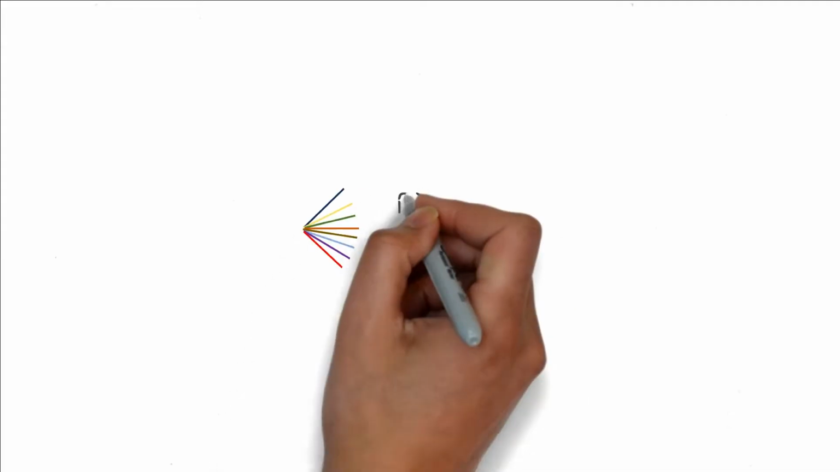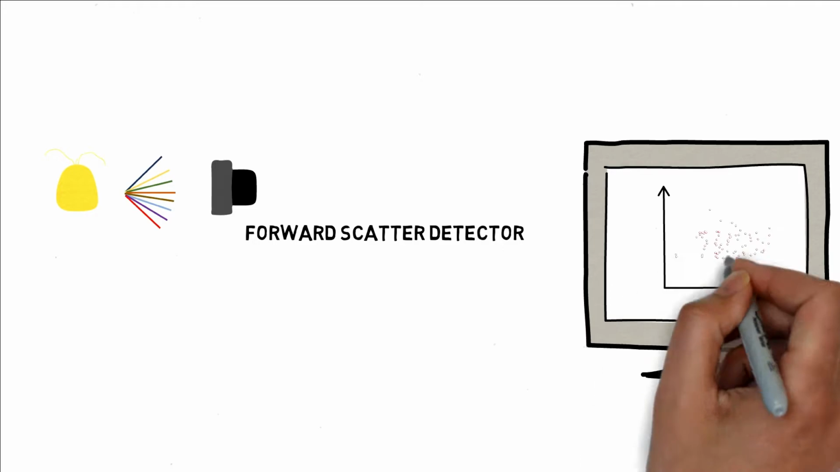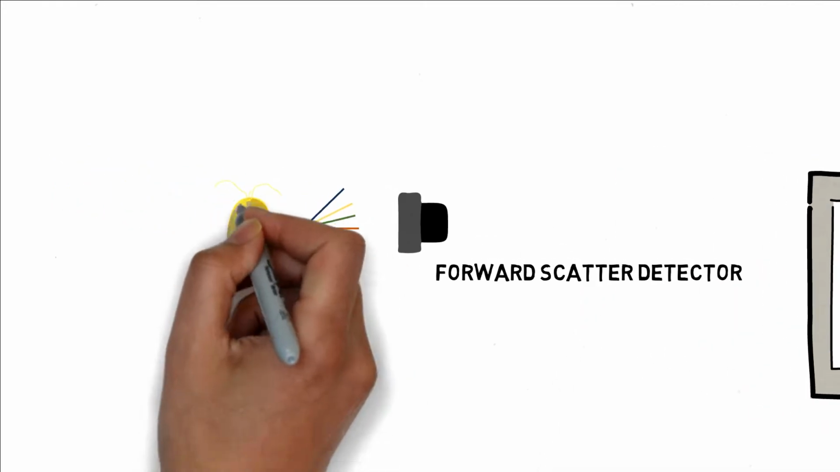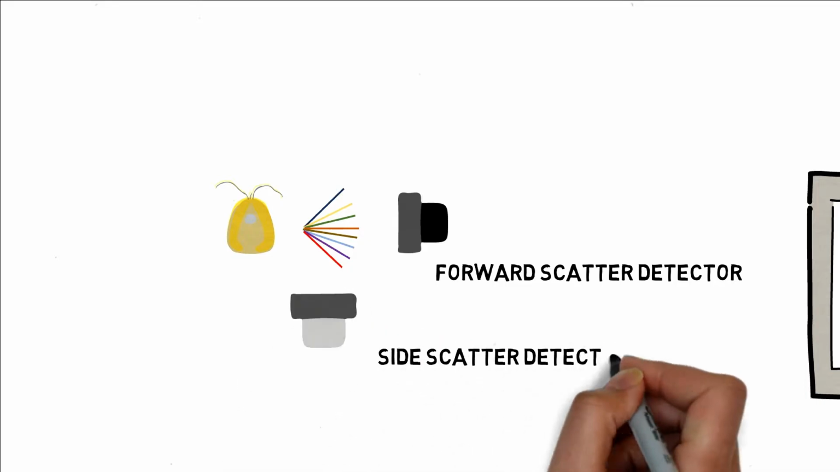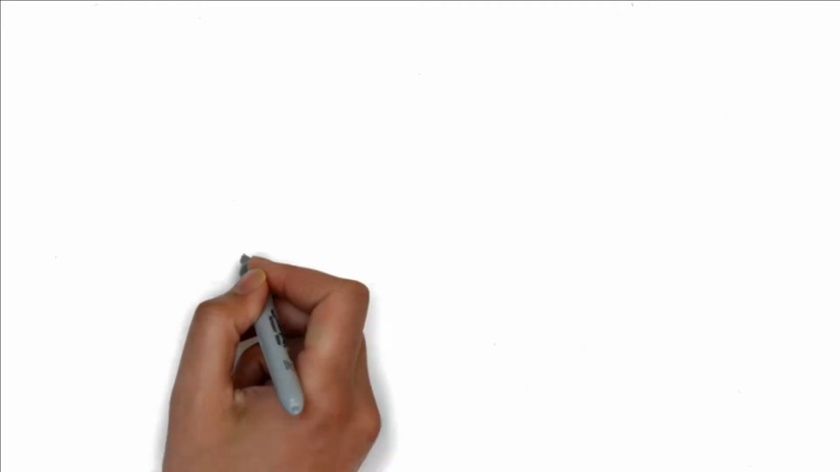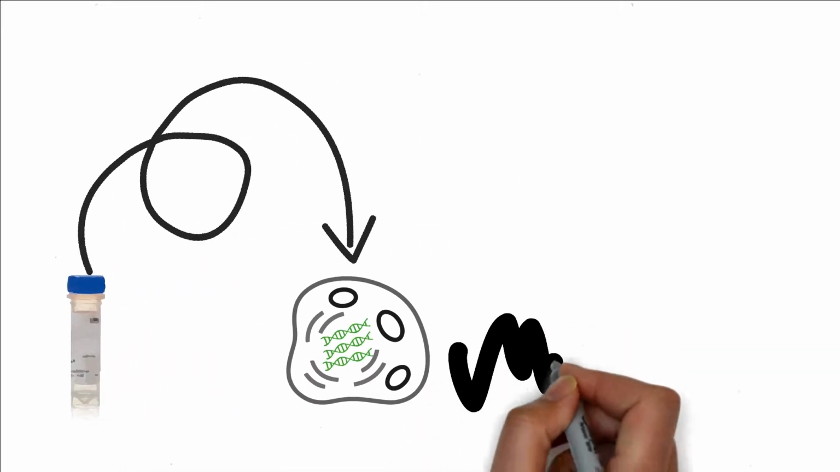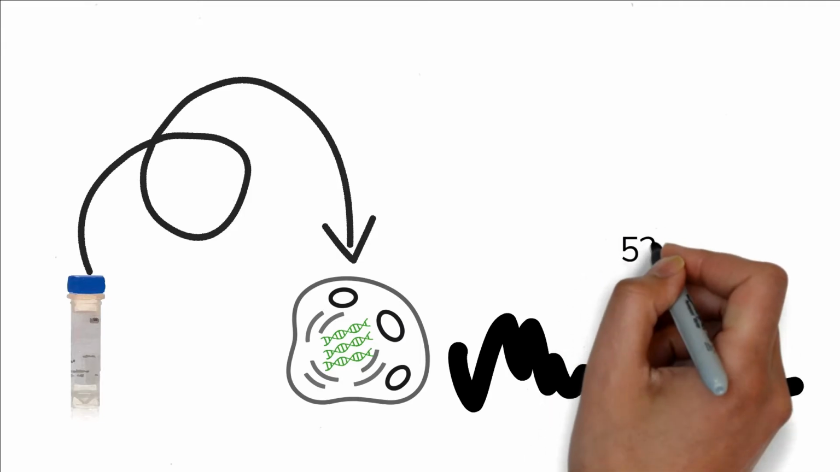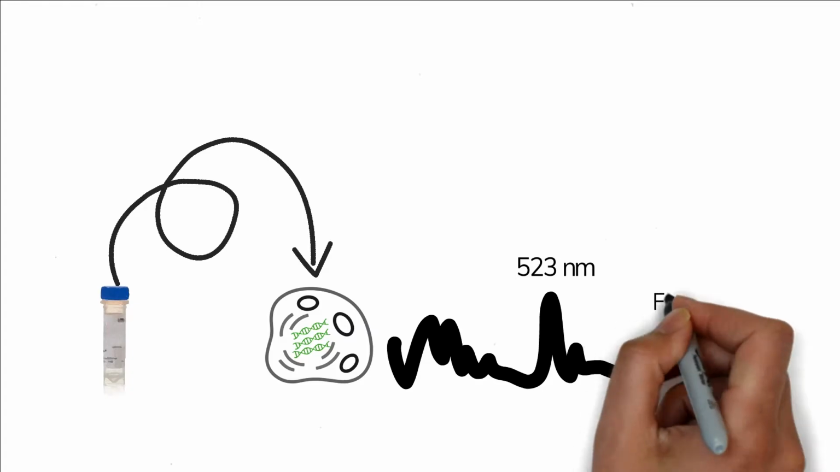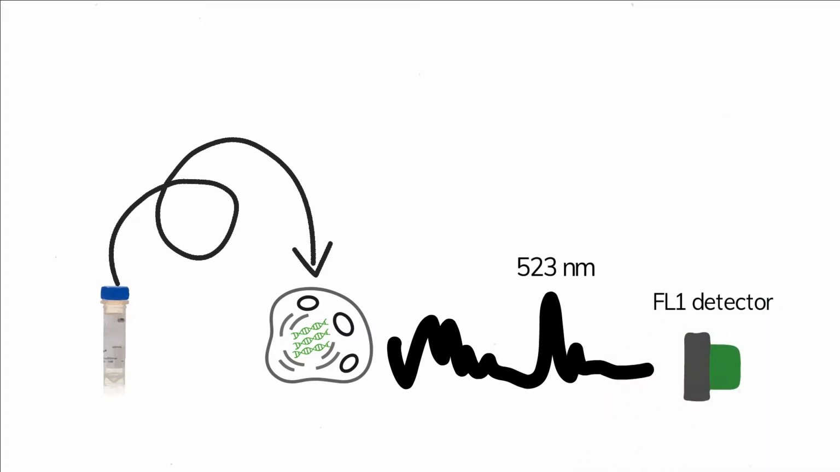As you may know, cell size can be assessed using the forward scatter detector, shortly abbreviated FSC, and cell granularity or complexity using the side scatter detector, abbreviated SSC. Sytox green binds with high affinity to nucleic acids and emits fluorescence at 523 nanometers. Therefore, we use the FL1 detector, which collects light in the green region.